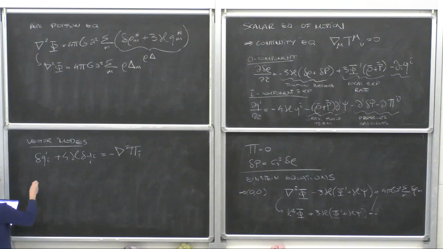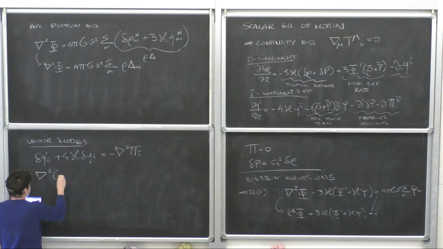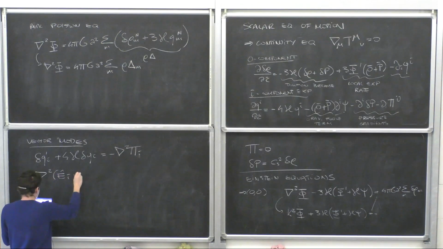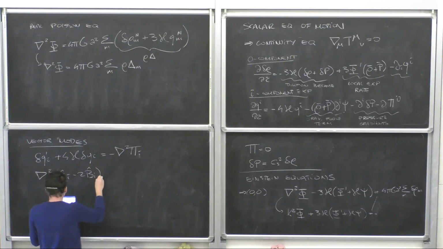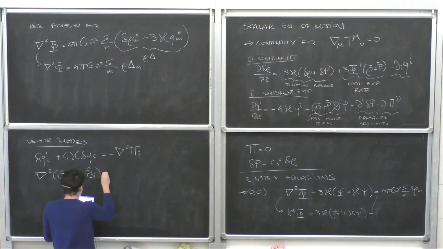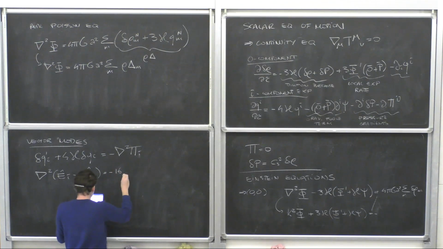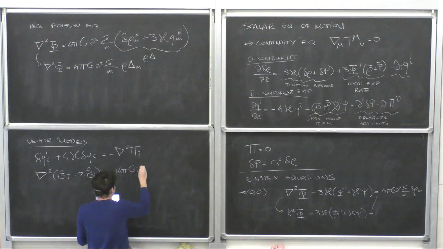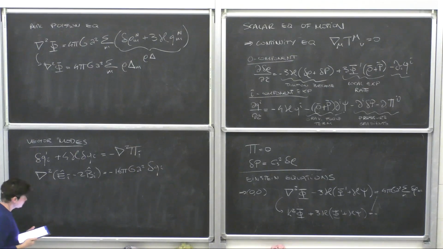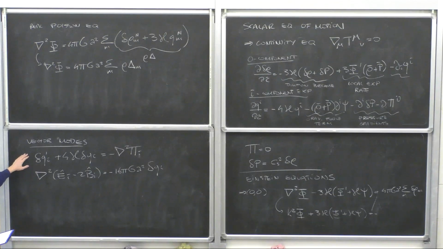Now, Einstein's equations tell us that this is equal to E_i minus 2B_i, equal to minus 16 pi G a squared delta q_i. And these two equations together tell you why we never care about vector modes. So that's the first good result of the day. We are going to ignore vector modes hereafter.